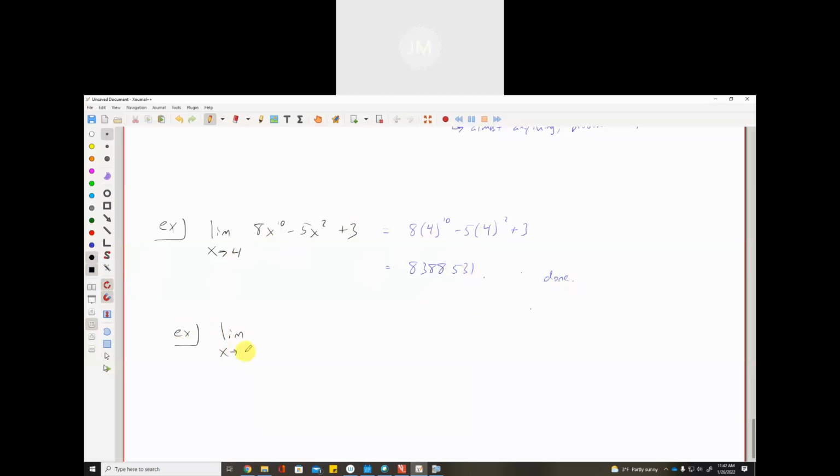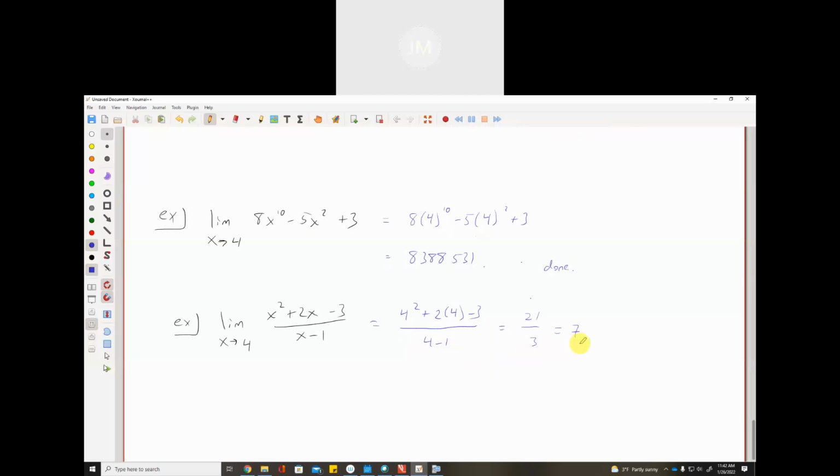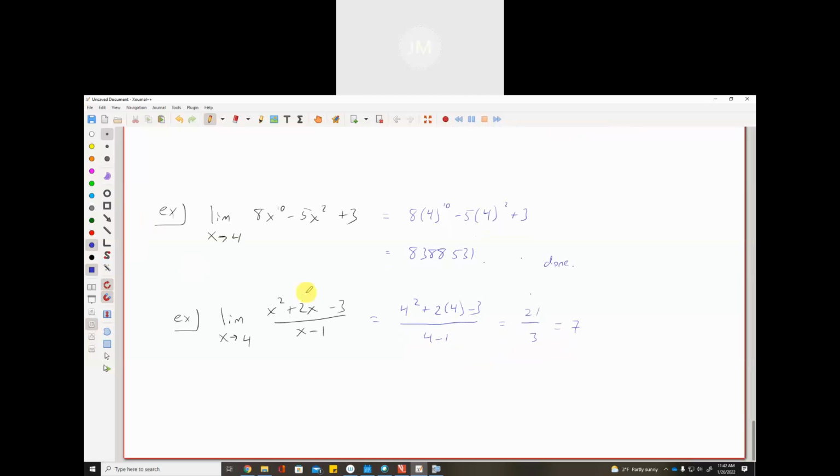Let's take the limit as x approaches 4 of x squared plus 2x minus 3 over x minus 1. Okay, what I'm going to do is try direct substitution. And as long as I don't get a 0 in the denominator, then I'm okay, right? So 4 squared is 16, okay, plus 8 minus 3. 4 minus 1 is 3, and I get 7. Okay, so we're done.